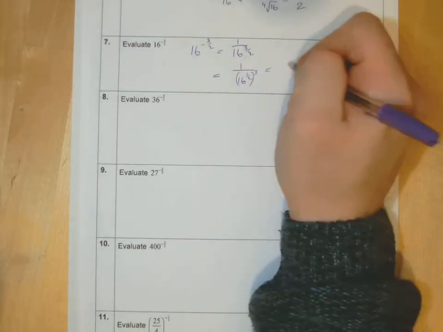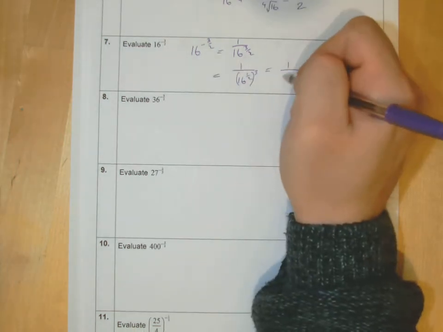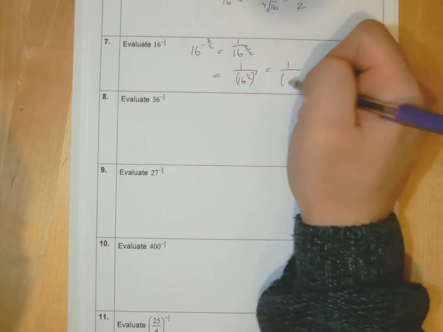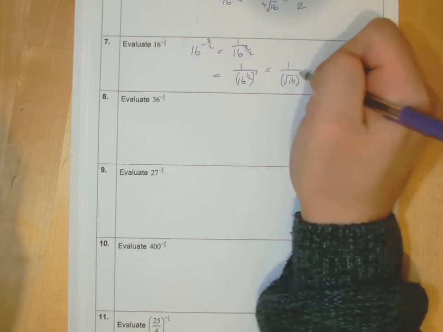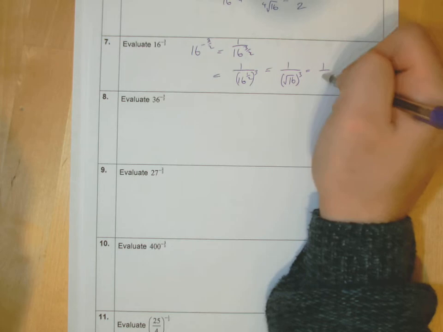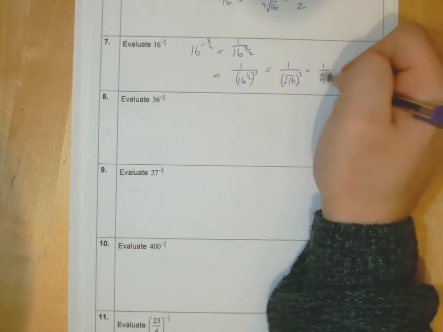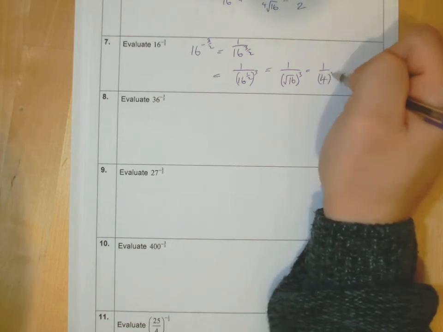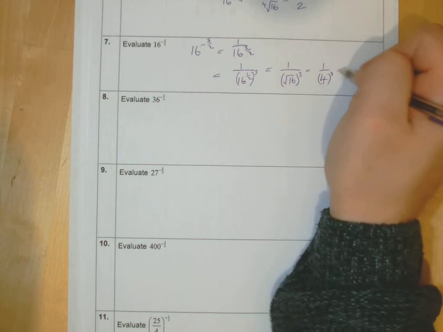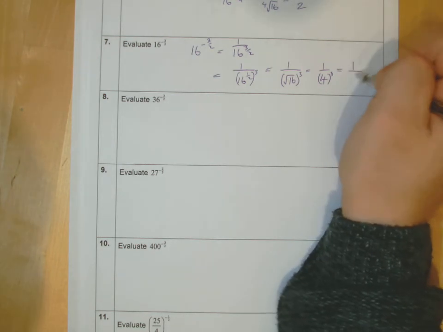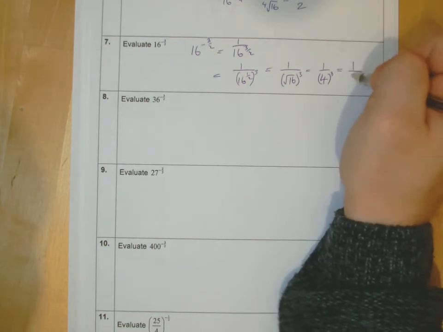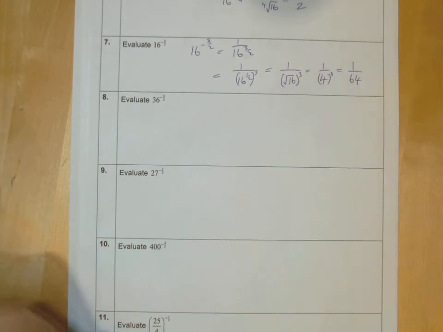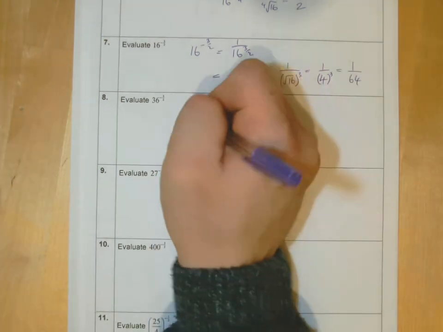What's good about that is, inside that bracket you've got 16 to the power half, which is the square root of 16. So that will be 4 in that bracket. Square root of 16 is 4. And then, of course, you deal with the 3, and that 3 just means to cube. So 4 cubed is 4 times 4 times 4, which is 64. And there's your answer.